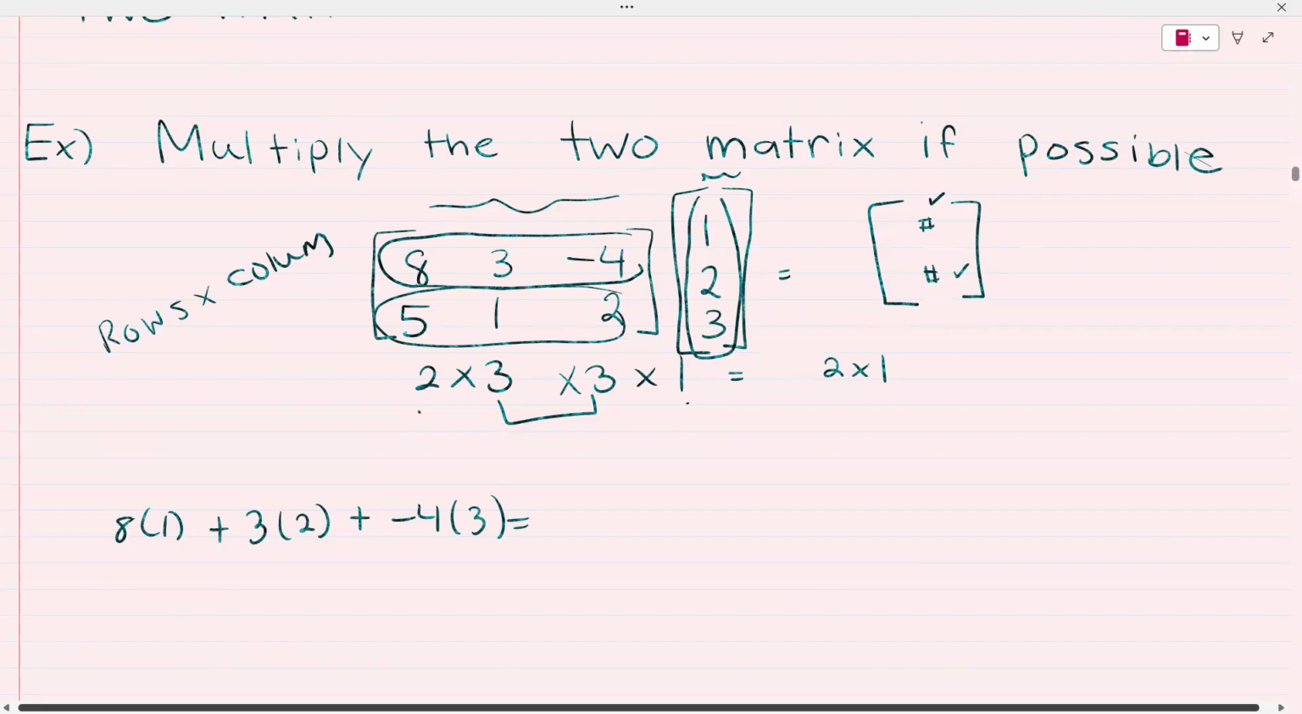When you put it all together, I wrote it down and then we did it on the calculator. What did you get? You should get 2. So when you do all this work, this number here will be 2.